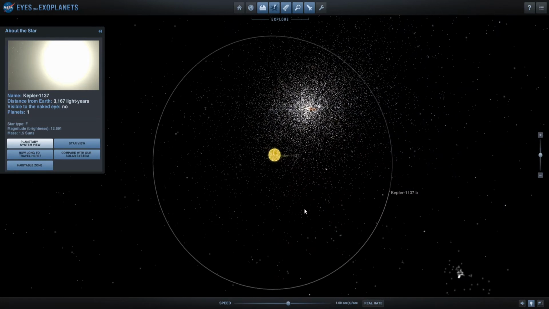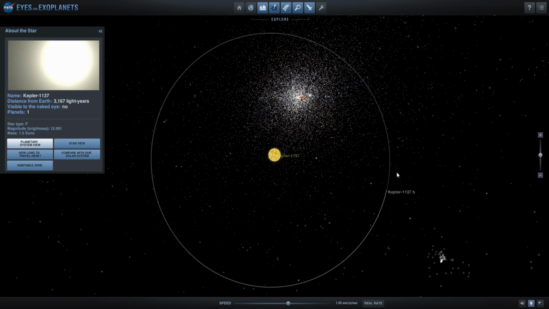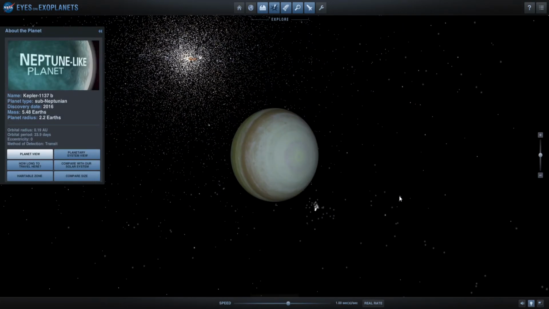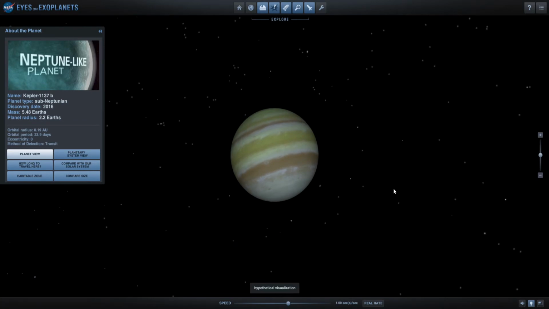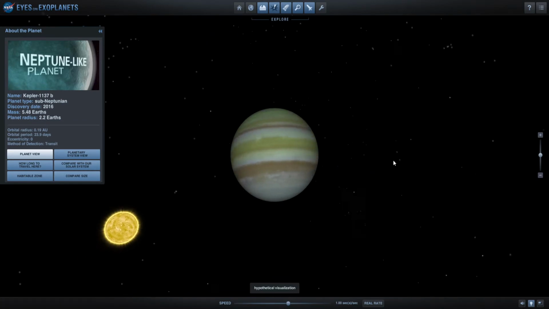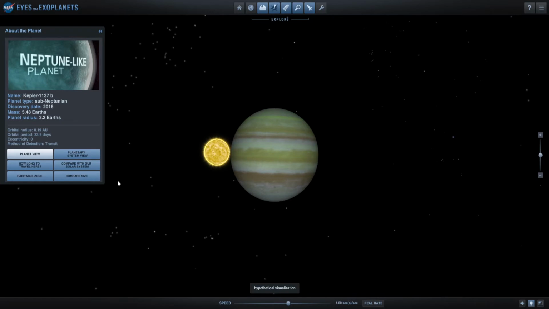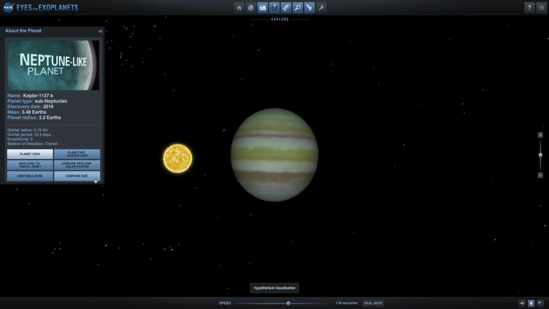So we picked one here at random. And here's the star, and here is the planet. You can double click on the planet to see what we think it looks like based on either the transit or the wobble method. So here is a good guess at what we think it looks like. To the left, when you click on a planet, you can learn a little bit more compared to maybe things like planets in our solar system or the size.